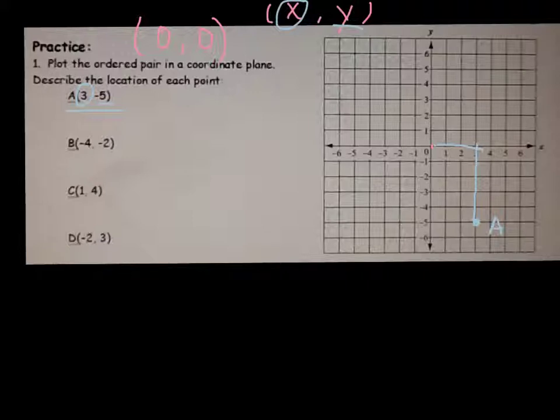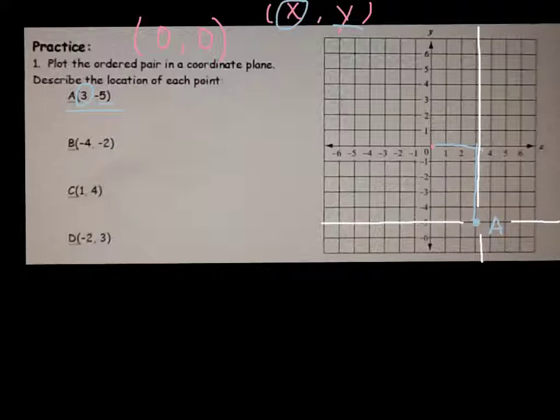A is found where the 3 value of my x, so the x is 3 along this line here, and my y value is -5. So what a coordinate grid does is it lines up those numbers and finds that exact crossing point and it places a dot there.